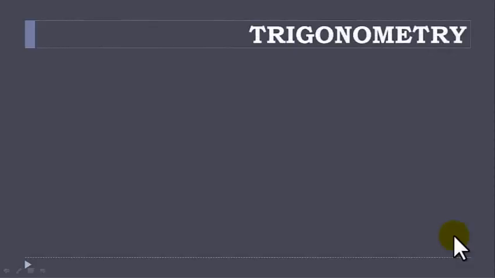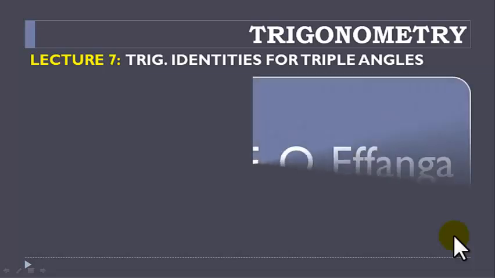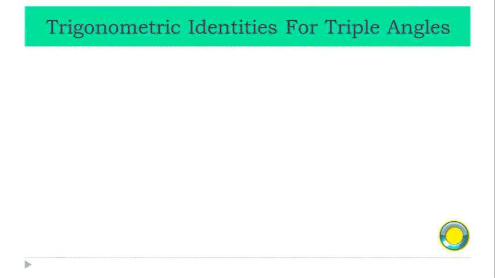Welcome to the 7th lecture on trigonometry. The title of this lecture is Trigonometric Identities for Triple Angles. I remain your lecturer, Professor E.O. Efang. Trigonometric Identities for Triple Angles.